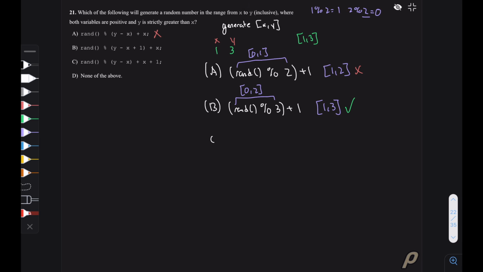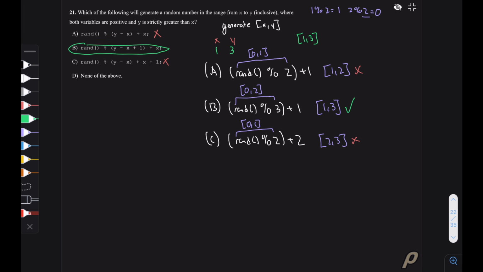But we will check C just to be safe. So we do rand modulus y minus x, which as we discussed is just 2. And then after we do the modulus, right, because order of operations, we add x plus 1. So we can just add those together now. X plus 1 is 2. So again, this will just generate between 0 and 1. We add 2 to it, so now we're just going to be generating between 2 and 3. So that is incorrect. So we know that C is also incorrect, which means B is in fact our correct answer.